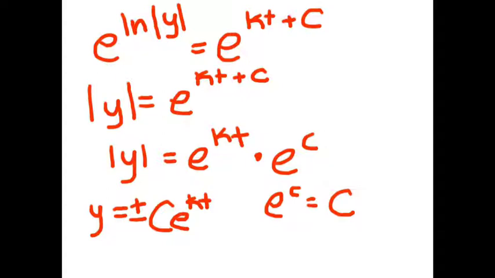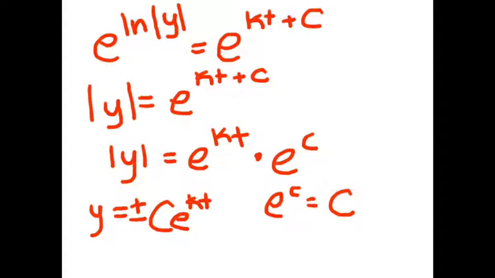Now e to the kt plus c can be divided up into e to the kt times e to the c, because when you multiply by adding exponents, you can break it up since they have the same base. Now e to the c equals capital C, because now you have another constant. When you have e to a constant, it just stays a constant.